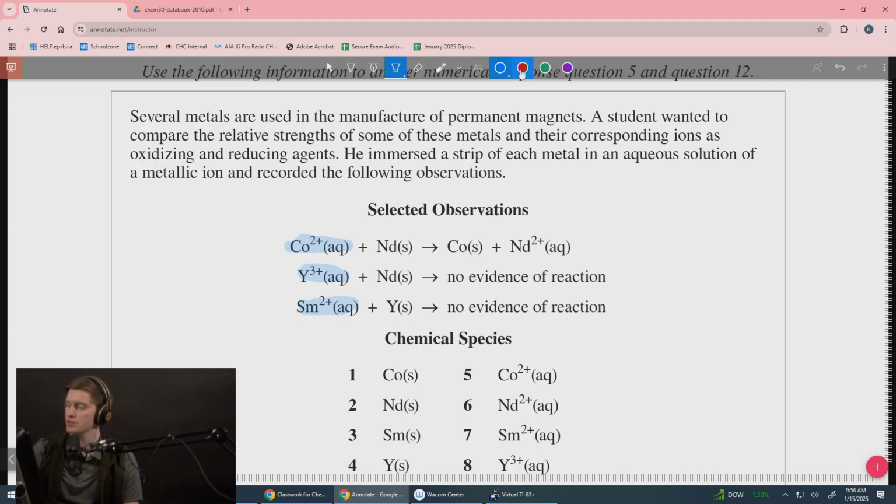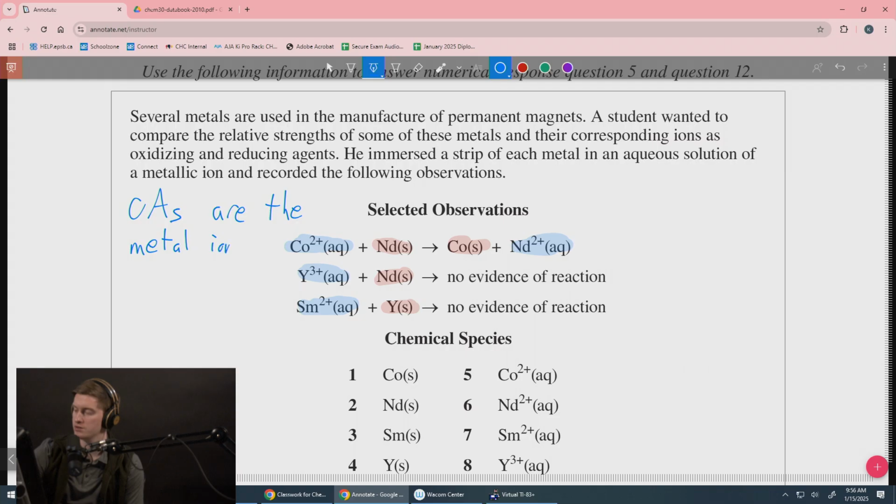Our reducing agents, which I'm going to highlight in red, are the solid metals. So our oxidizing agents are our metal ions. I'm going to write that one more time. The oxidizing agents, I'm just going to say OAs for brevity. OAs are the metal ions because they seek to gain electrons and be reduced.